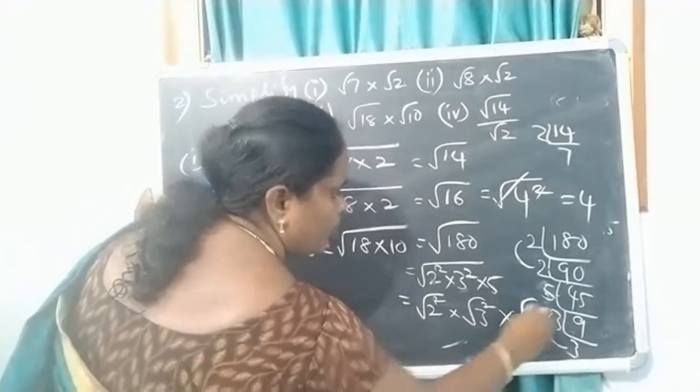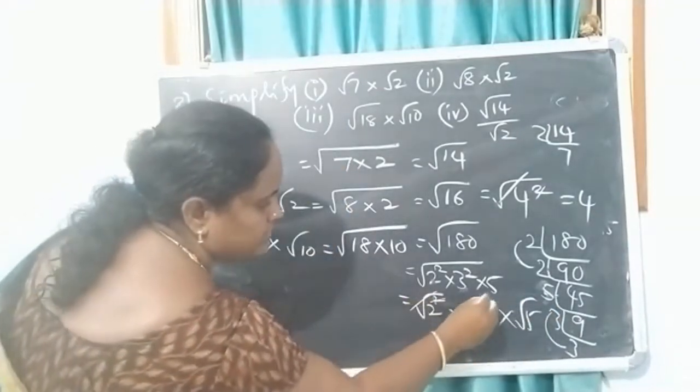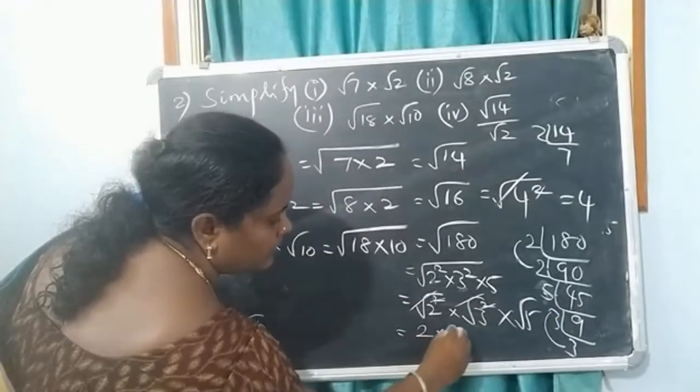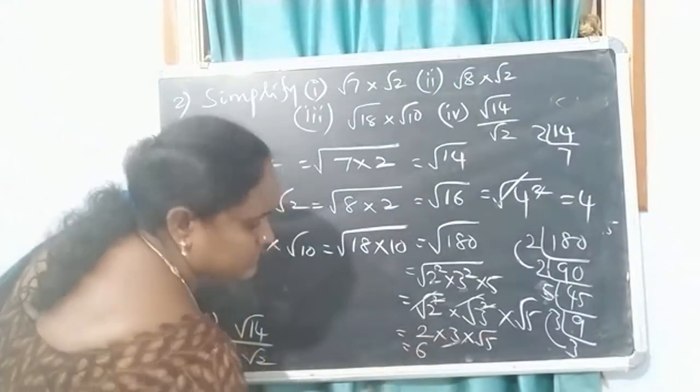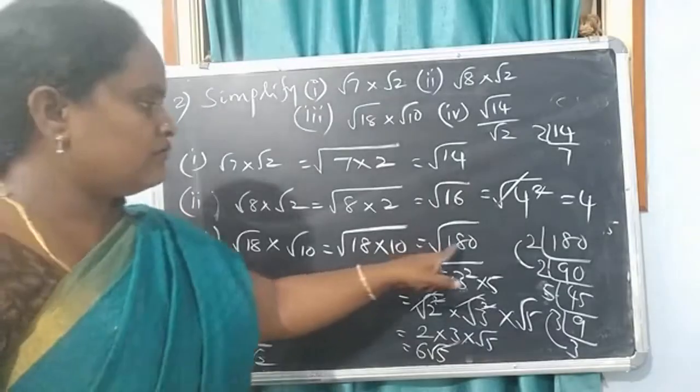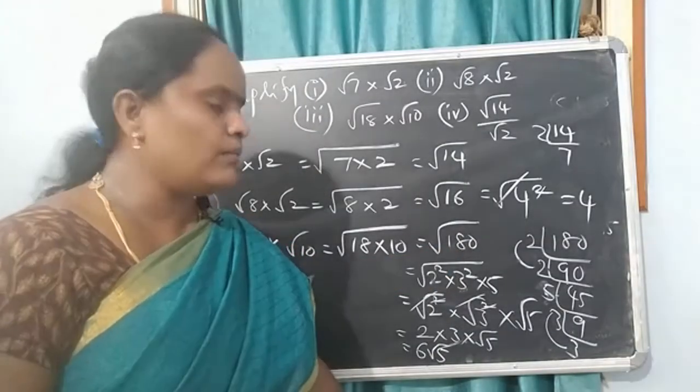Here no perfect square is left. Square and square root get cancelled. Square and square root get cancelled. 2 into 3 will be outside the root. So 2 3s are 6. This is outside the root into root 5. So like this, if it is not in the simplest form, we have to simplify it.